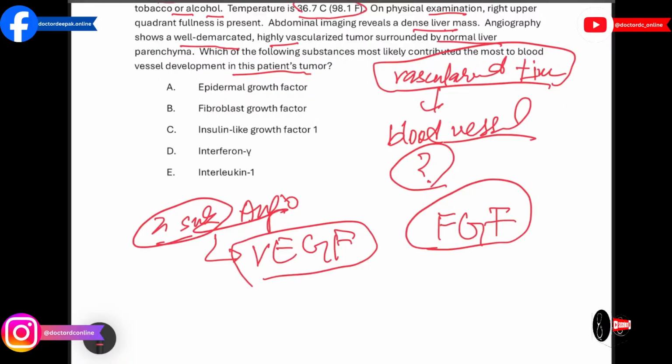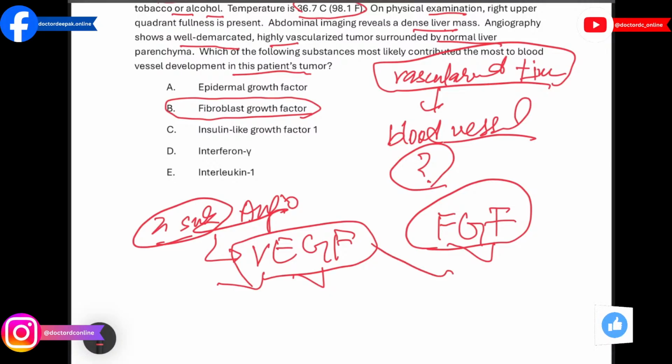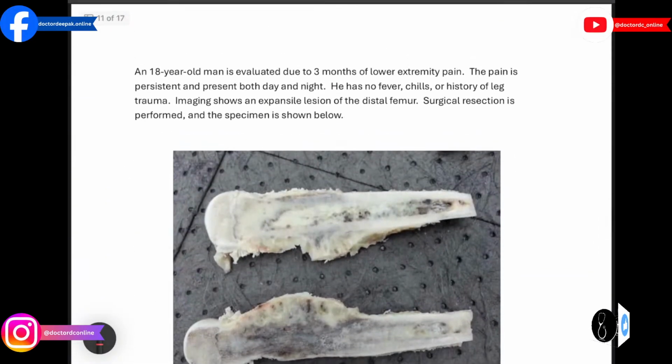So whenever anybody asks you which factors and which substances are responsible for angiogenesis, there are two substances: vascular endothelial growth factor and fibroblast growth factor. So our answer is fibroblast growth factor. Okay? Don't forget the two responsible substances, vascular endothelial growth factor and fibroblast growth factor. Now we are moving to our next question.